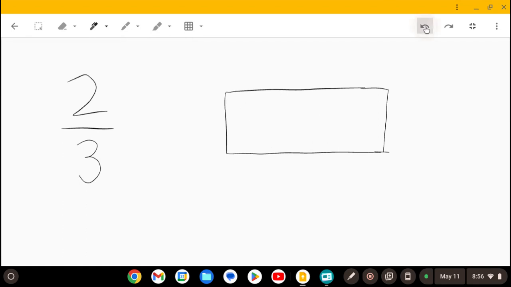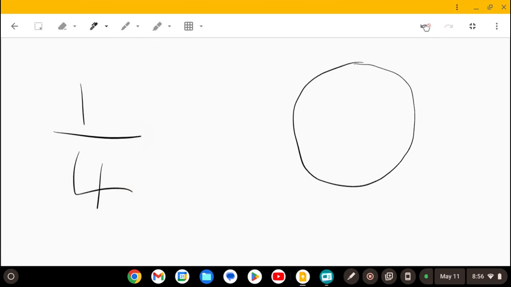Let's look at another one. Let's say we had a circle, and what if they wanted us to shade a quarter of this circle? What we do is pay attention to the denominator. The denominator tells us how many parts the circle should be split into, which is 4. So let's split this into 4 parts. And now the numerator tells us how many parts to shade. The numerator is 1, so we should just shade 1 part. And then we'll have a quarter.